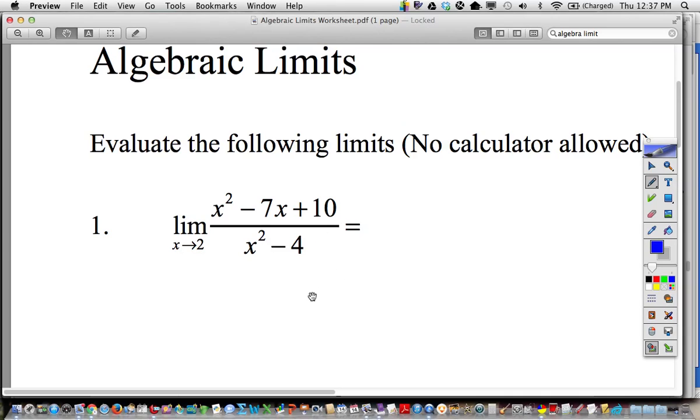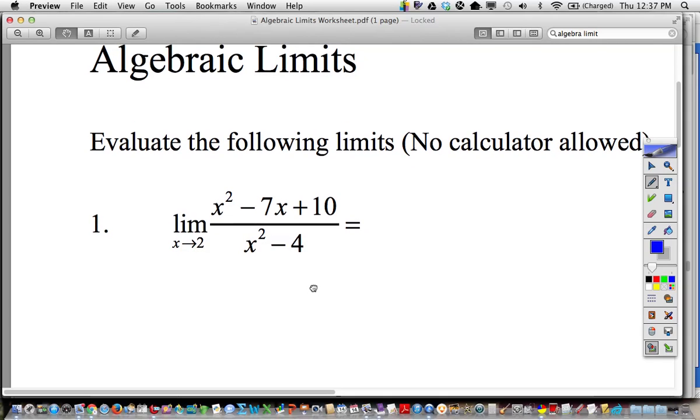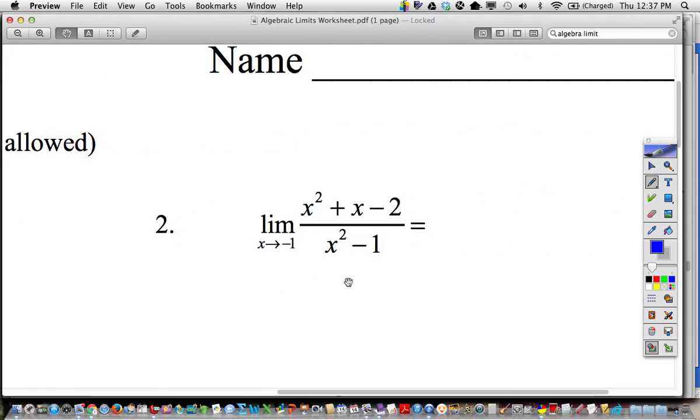Number 1. What do you got? Negative 3/4? Yeah. Okay, again, you plug in, you get 0 over 0. So you factor, cancel, you get negative 3/4.